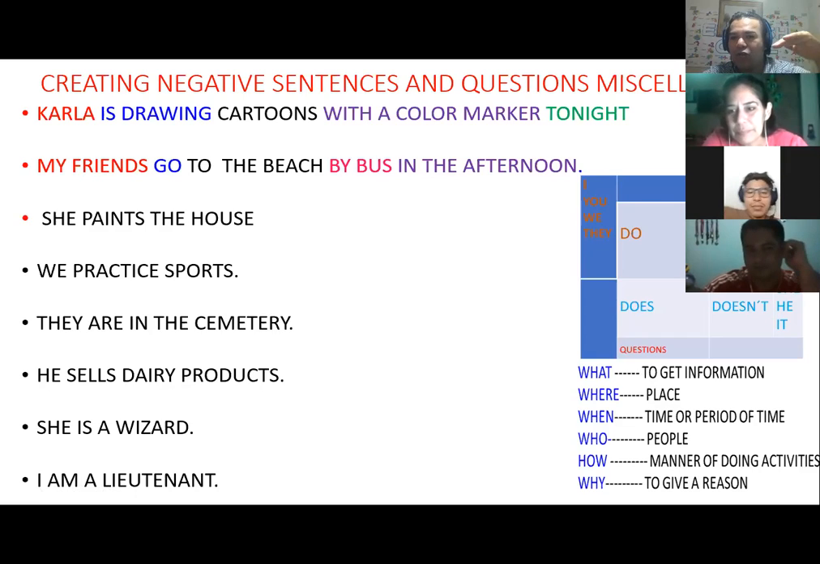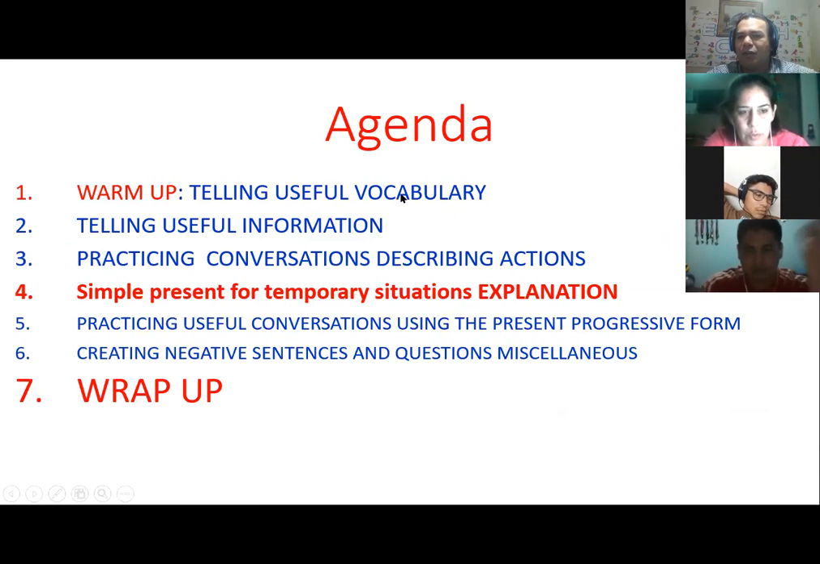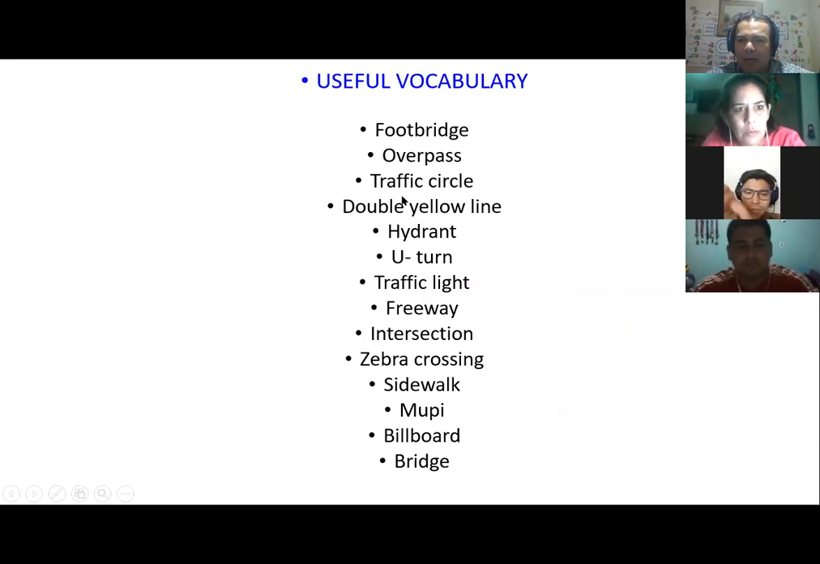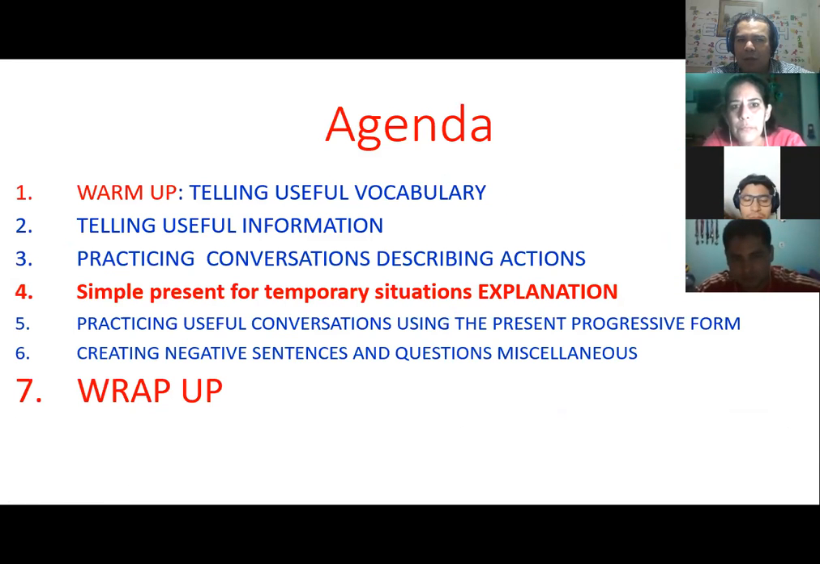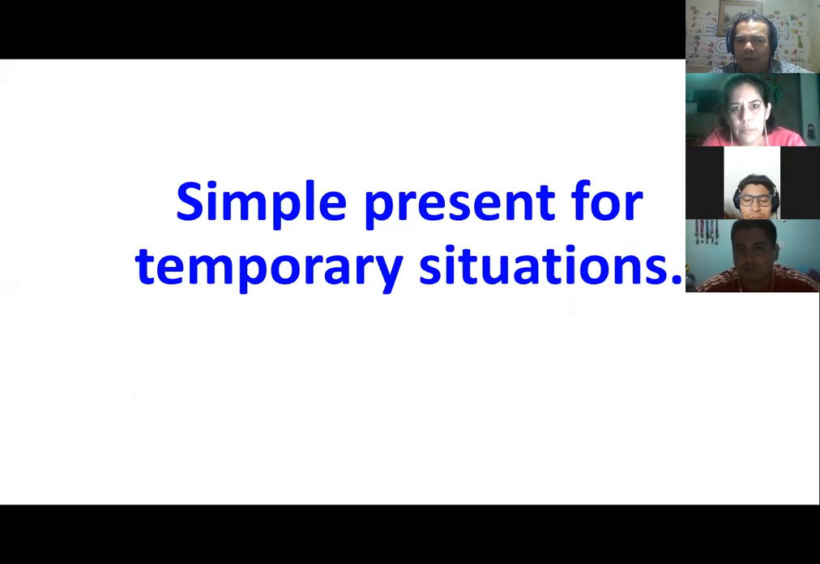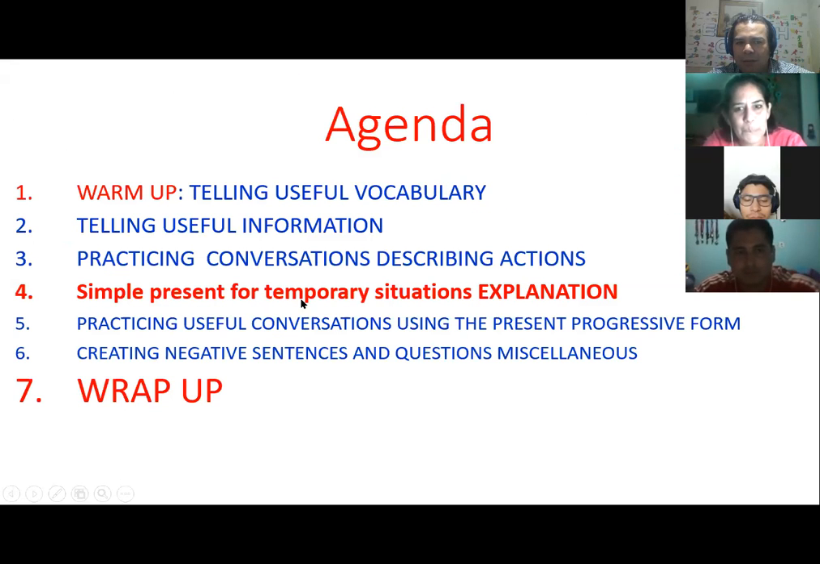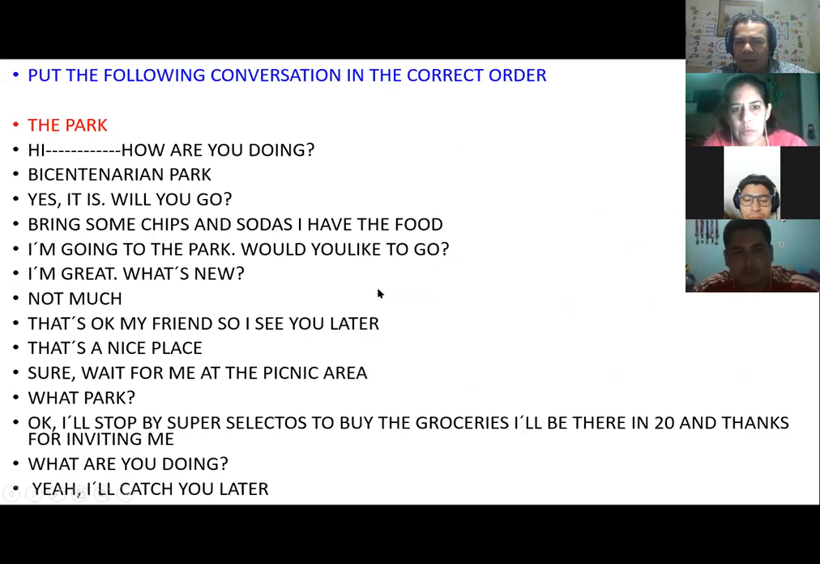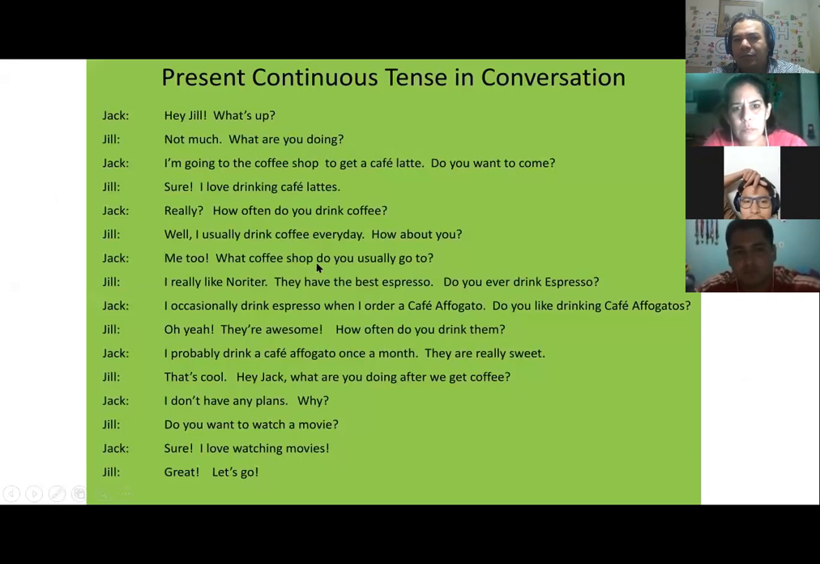Vamos a recap, okay? We're going to recap. Okay, with the agenda. Vamos a ir a ver, okay? We're gonna go and check it out. Agenda, telling useful vocabulary. This one right here, okay? Number two, telling useful information, okay? This one right here. Next one, practicing conversations describing actions. Okay, one, two, three, okay? Y el main objective, okay? El objetivo principal, okay? About temporary situation, temporary situations. This one, okay? Some examples, all examples. And two conversations about present continuous.